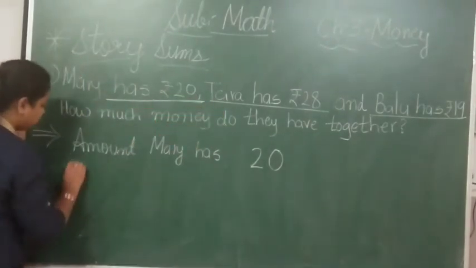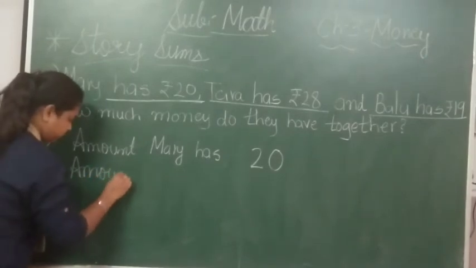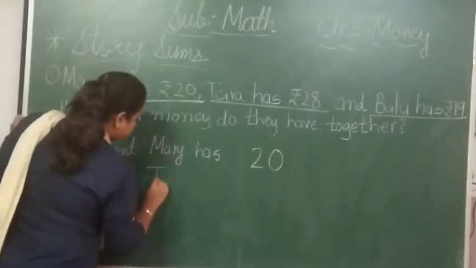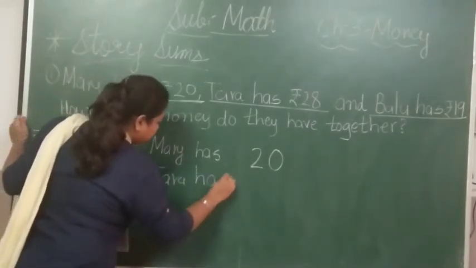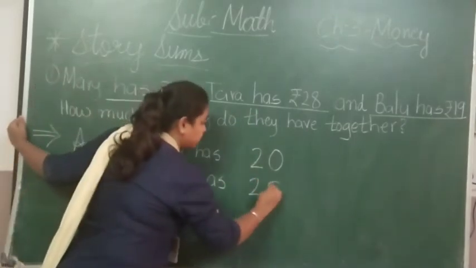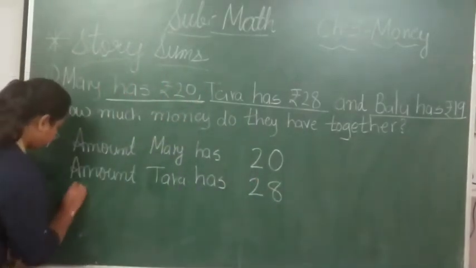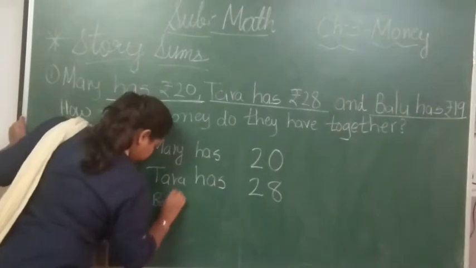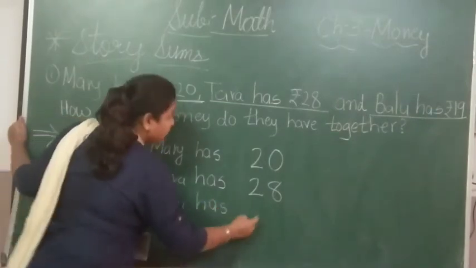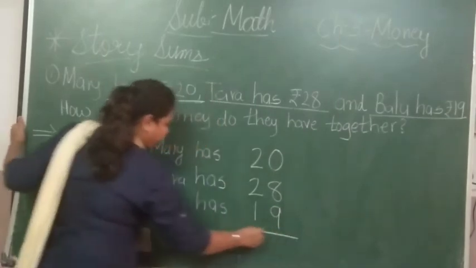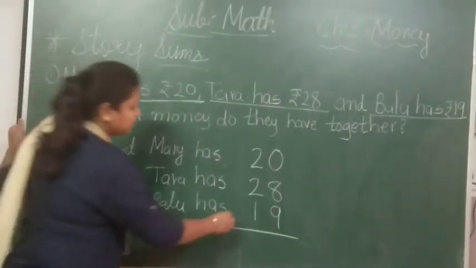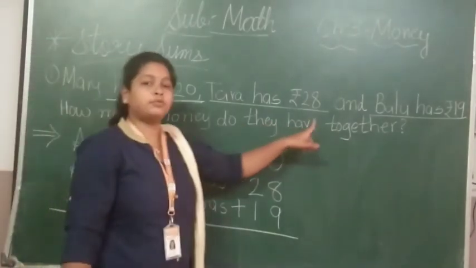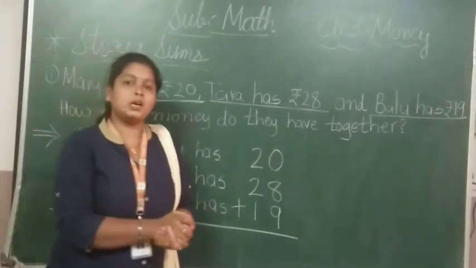After that, what was the name of this child? Tara. So we will write here amount Tara has. Tara के पास कितने हैं? 28 rupees. And after that Balu has the amount Balu has. So कितने हैं उसके पास? 19. So after this we will solve the sum and we will put the sign of addition as we have asked. हमें ऐसे क्या पूछा? How much money do they have together? That means कि together उनके पास कितने amount होगा?